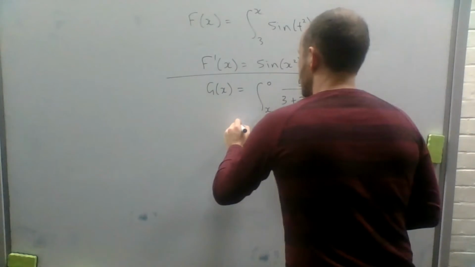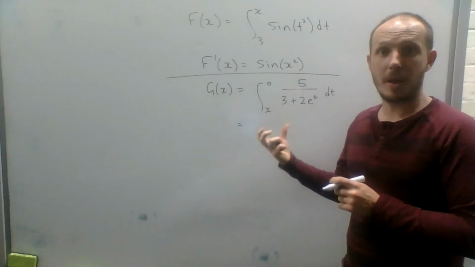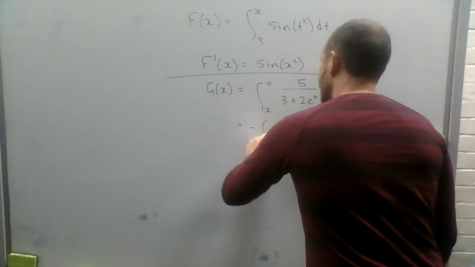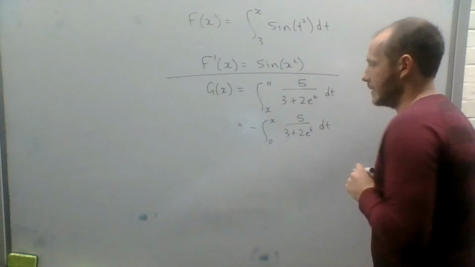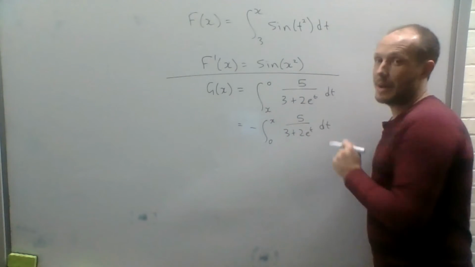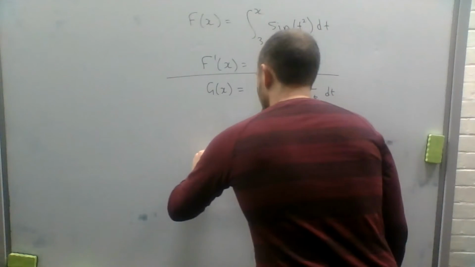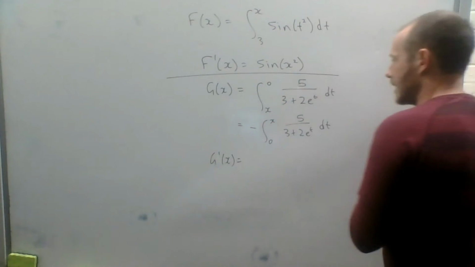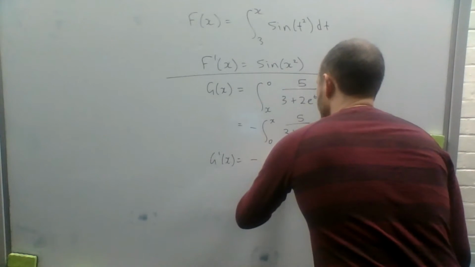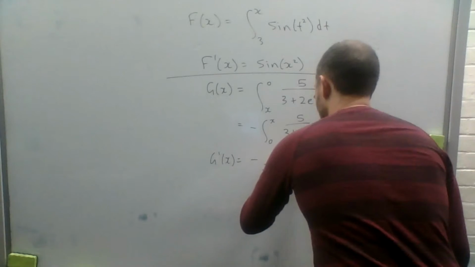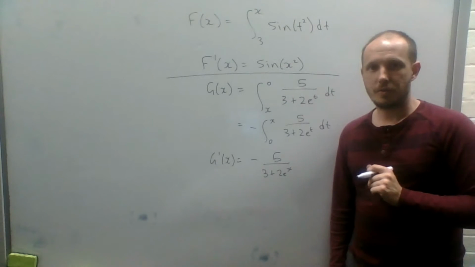What we can do is use our knowledge of integral properties, and we know that we can swap these bounds around if we multiply by a negative. So this will become negative, the integral from 0 to x of 5 on 3 plus 2e to the t dt. Now we've got it into the form that we want for the second fundamental theorem. So g dash x is going to be equal to, again, substituting in the x for the t, minus 5 over 3 plus 2e to the x. And this is the derivative of our integral function.